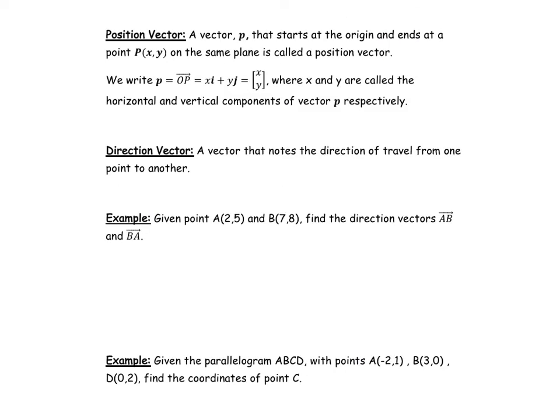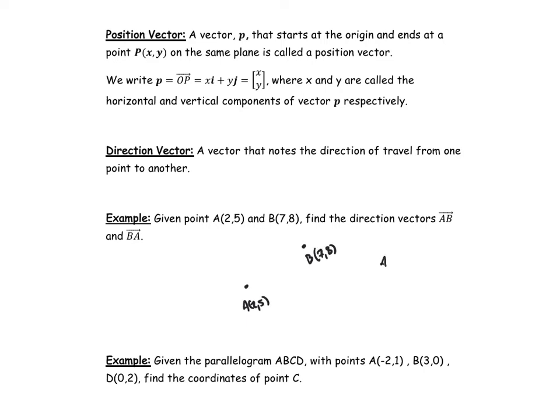Okay, position vector time. A position vector, or a vector P, that starts at the origin and ends at a point P on the same plane is called a position vector. Okay, we write that P equals OP, which is equal to xi plus yj, which we could write in column form as x, y, where x and y are called the horizontal and vertical components of the vector P, respectively. So a direction vector is a vector that notes the direction of travel from one point to another. So, for example, if I'm given point A and point B, okay, here's point A, which is 2, 5. Here's point B, which is 7, 8.